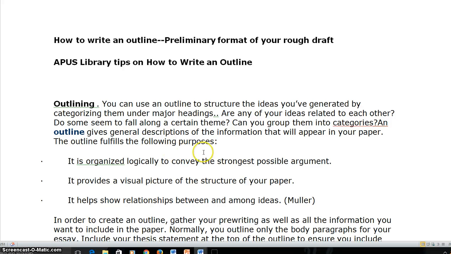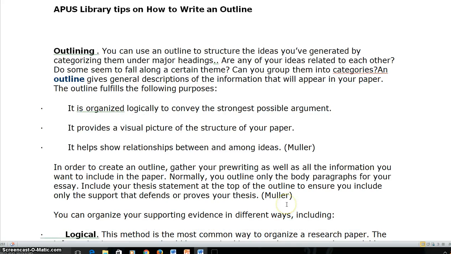The outline fulfills the following purposes. It is organized logically to convey the strongest possible argument. It provides a visual picture of the structure of your paper. It helps show relationships between and among ideas.